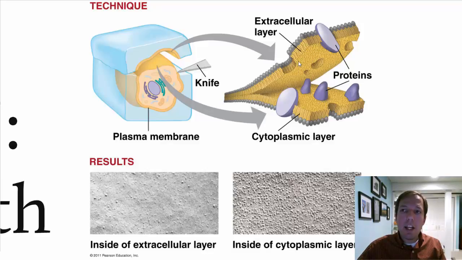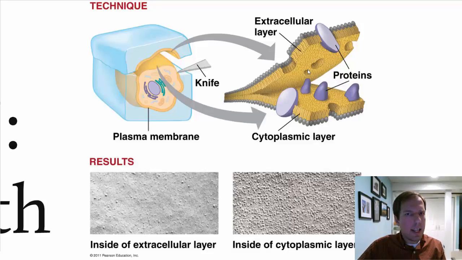Then each of those fractured halves were analyzed under an electron microscope, and it was seen that there was a difference between the location of those proteins. The proteins didn't act as a single layer, but instead those proteins were embedded within, on, and through the membrane. And so there would be indentations left where those proteins used to be.